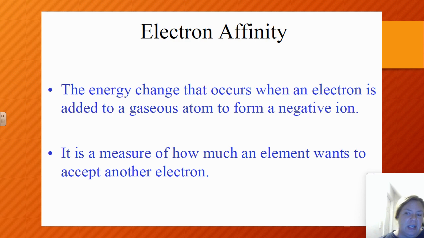Electron affinity, I know you're not super familiar with this term. It goes very much hand in hand with electronegativity that we'll look at at the end here. But electron affinity is the energy change that occurs when an electron is added to a gaseous atom to form a negative ion. So basically, we're adding electrons. When you have an affinity for something, you like something. So these atoms want more electrons. It's a measure of how much an element wants to accept another electron.